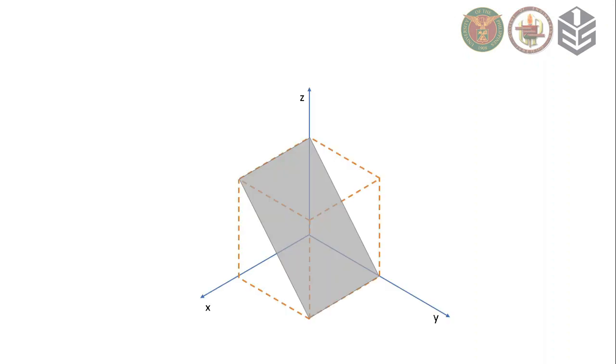Let's now check how a plane looks in a 3D space. In this example, we have a plane in the X, Y, and Z axis. This plane is already enclosed by a cube which we will use in our projections.